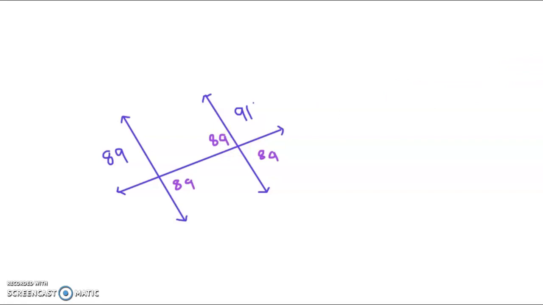So we can now say that the vertical angle to 91 would be over here, and the alternate interior angle to 91 would be over here, and its vertical angle would be over here. So as you can see, we can find congruent angles by doing many different things, by looking at vertical angles, alternate interior and exterior angles, or even corresponding angles.